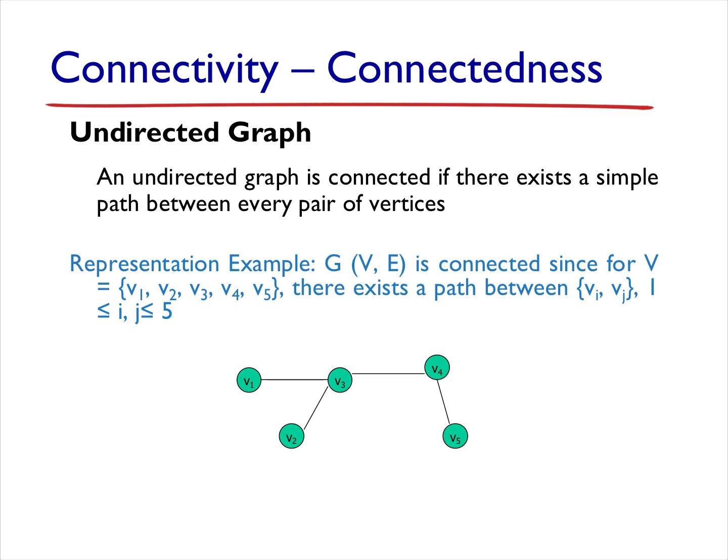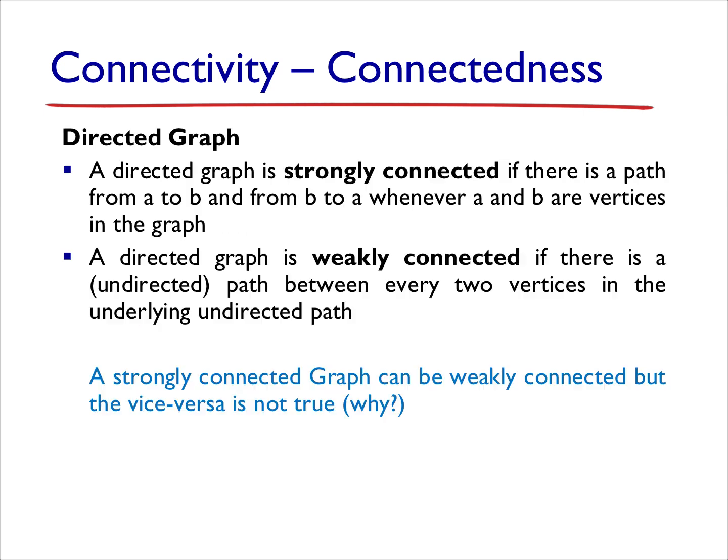An undirected graph is connected. We call a graph connected, I mentioned that already in the previous slide, if there is a simple path that starts at one vertex and can reach the other vertex between any two vertices. So I can reach anyone from anyone going through the path. This is called a connected graph. For a directed graph, there is strong connectivity and weak connectivity, right?